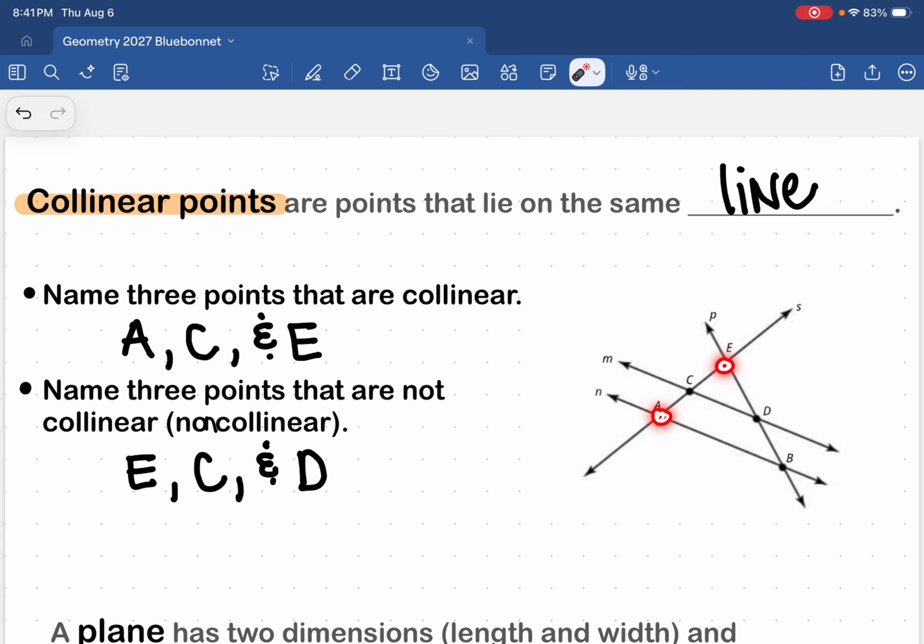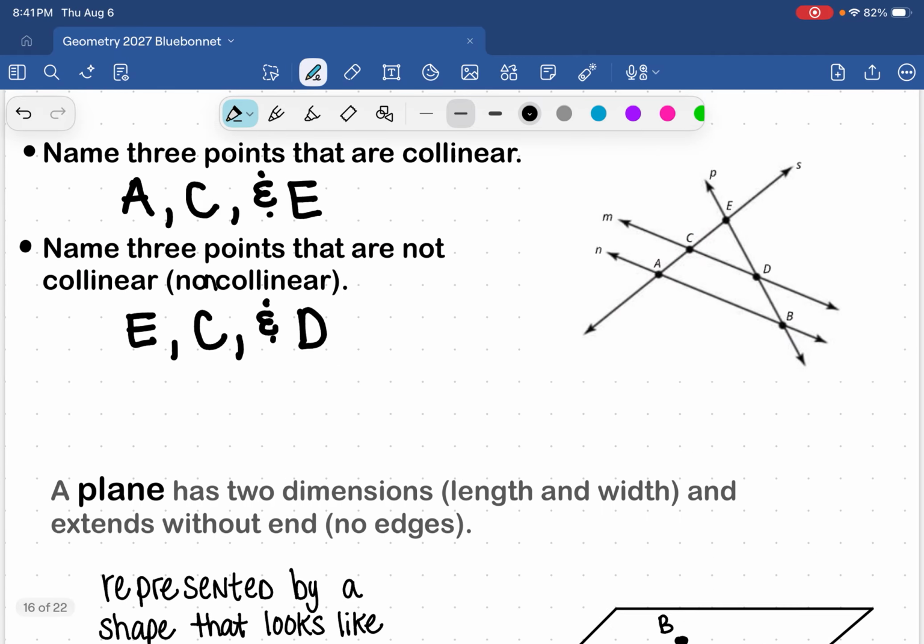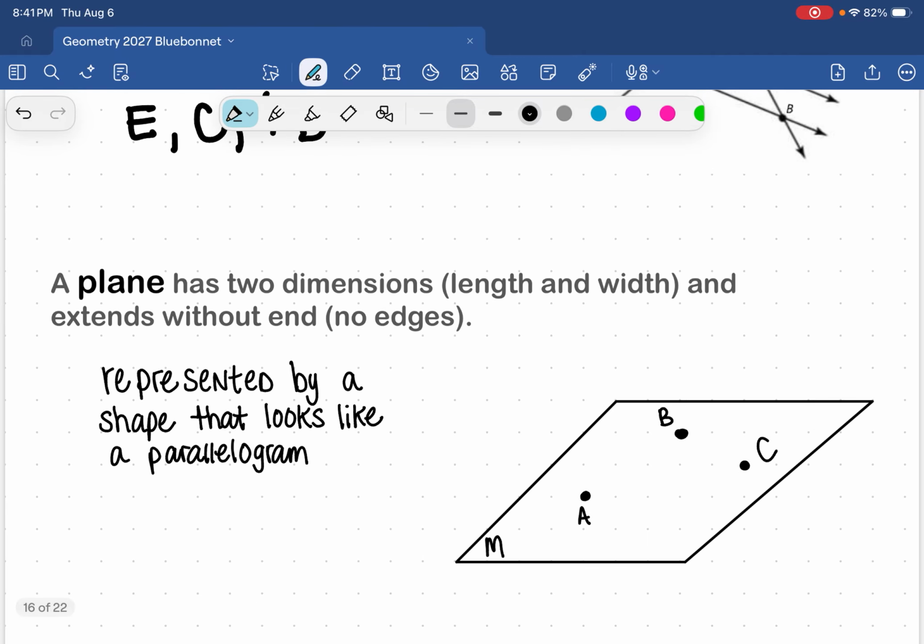E, A, and B, they also make a triangle. C and D and B, they make a triangle. Okay, so 2 are good. Any 2 points that are collinear are fine. To make it non-collinear, we just need a point that is not on the same line as the first 2. Perfect.